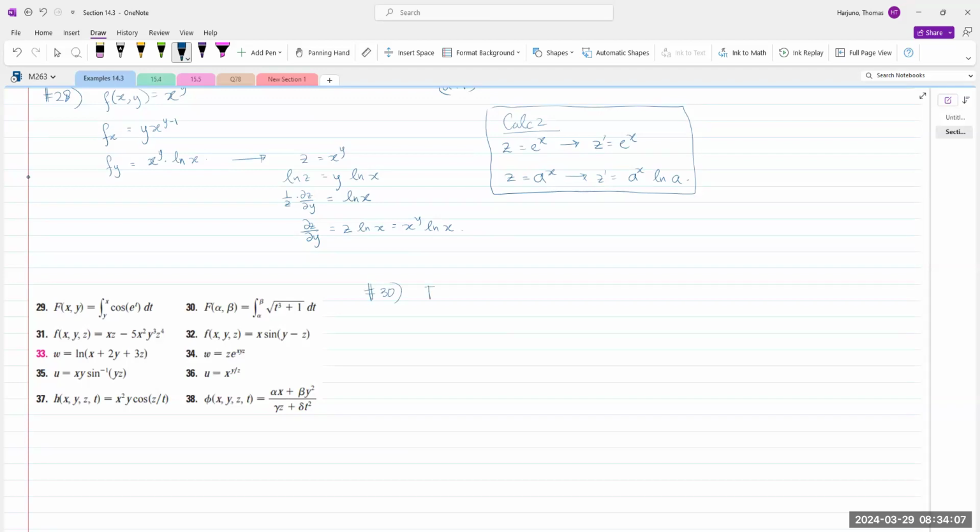The function capital F of alpha beta is the integral from alpha to beta of square root of t cubed plus 1 dt. So the partial of F with respect to alpha will be, I wonder if you remember, this is actually the fundamental theorem of calculus, right? That will be negative square root of alpha cubed plus 1. Long time no see, huh? And the partial of F with respect to beta will be square root of beta cubed plus 1.